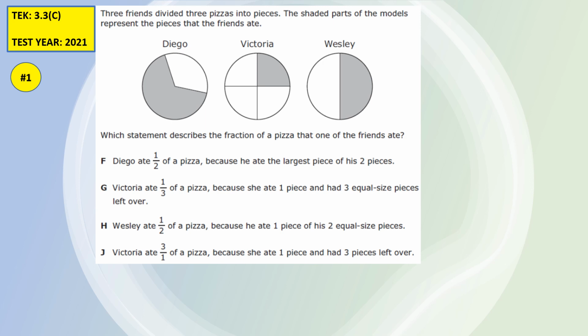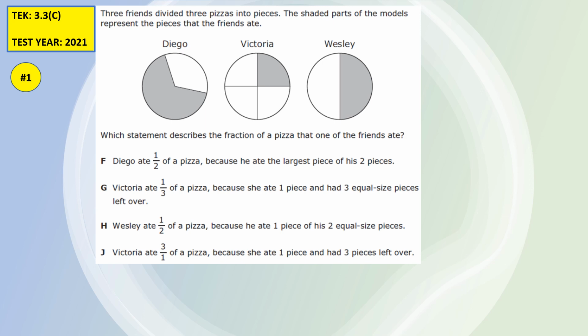Now the question says, which statement describes the fraction of pizza that one of the friends ate? So here we're looking for one true statement or one true answer and 3 false answers. The true answer is the one that we want to pick. Now our answer choices read, answer choice F says Diego ate half of a pizza because he ate the largest piece of his 2 pieces.